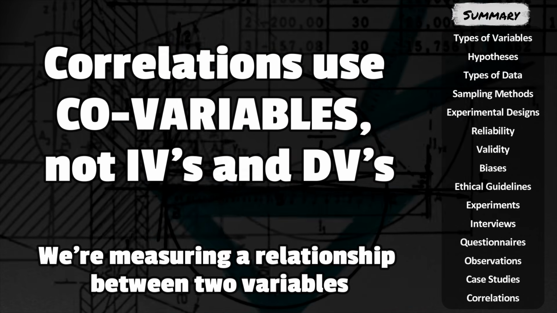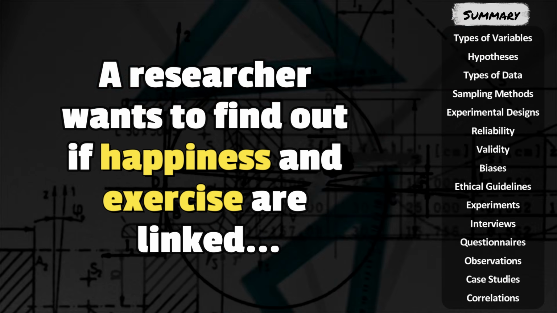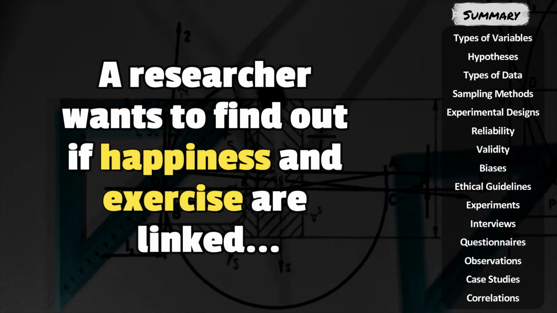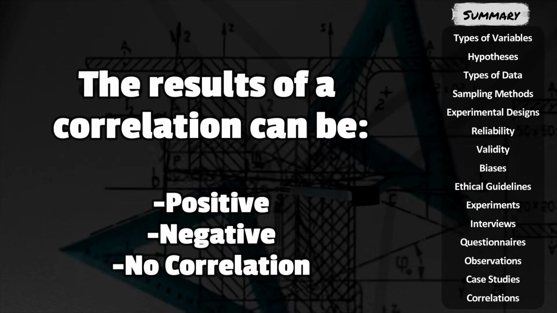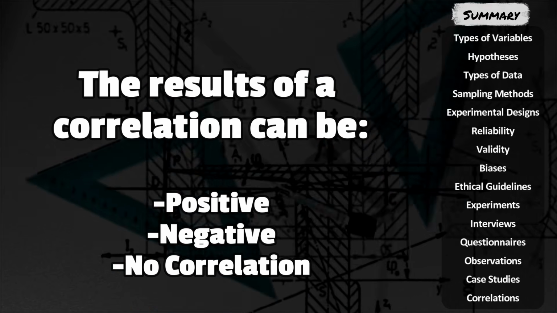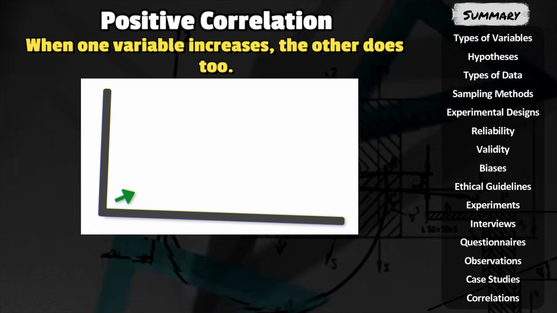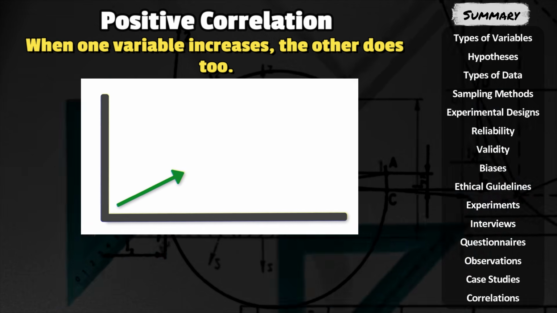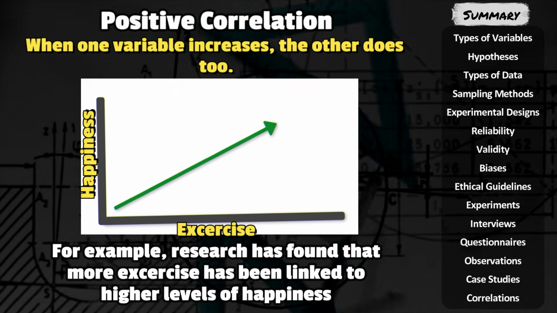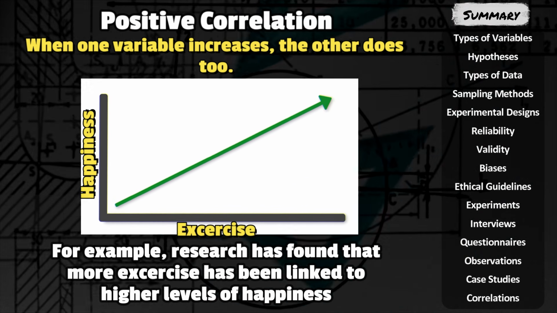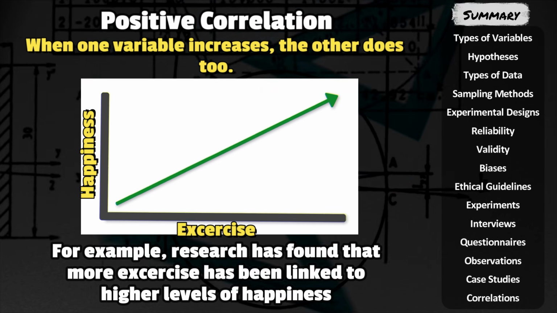We're measuring a relationship. For example, we might do a study to look at the relationship between happiness levels and the amount of exercise someone does. Now, when a correlation is carried out, there are three possible outcomes: a positive correlation, negative, or zero correlation. And a positive correlation means that as one thing increases, the other one increases. So, for example, as the amount of exercise that someone does increases, then maybe their happiness goes up. That would be a positive correlation.